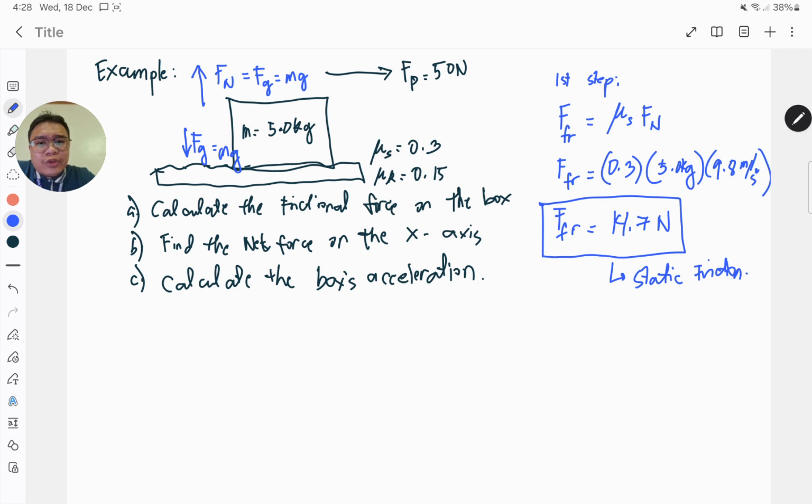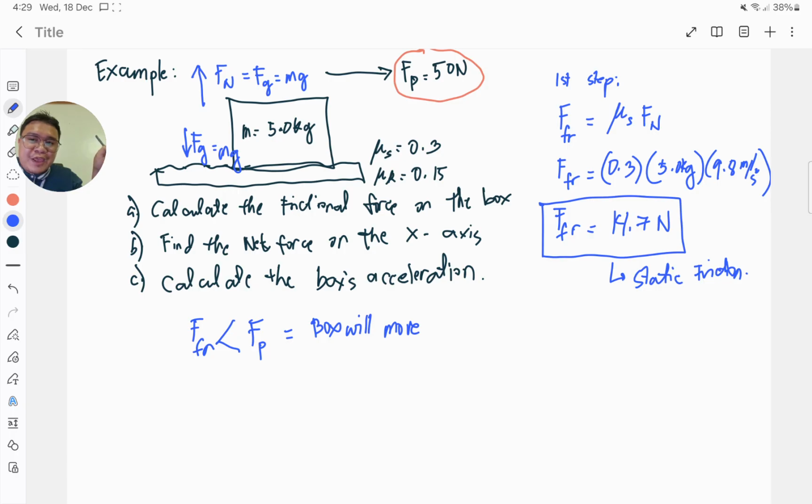In order to completely move this box, you need to overcome this static friction of around 14.7 newtons. But as you can see in this example, the applied force is clearly 50 newtons, way bigger than the frictional force due to the static friction. Therefore, our Fr in this case is less than our F sub P, so the box will move. It will move in the direction to the right, because that is where the force is being directed.